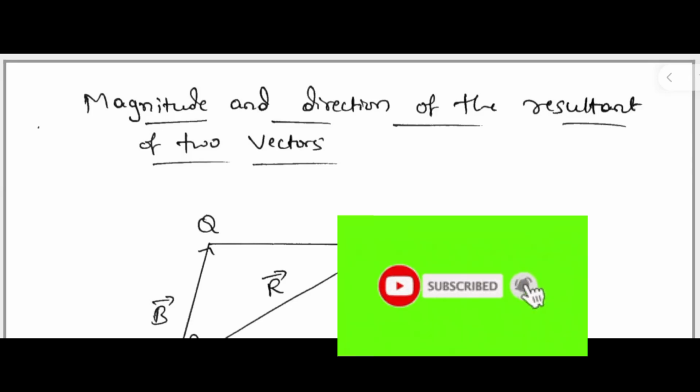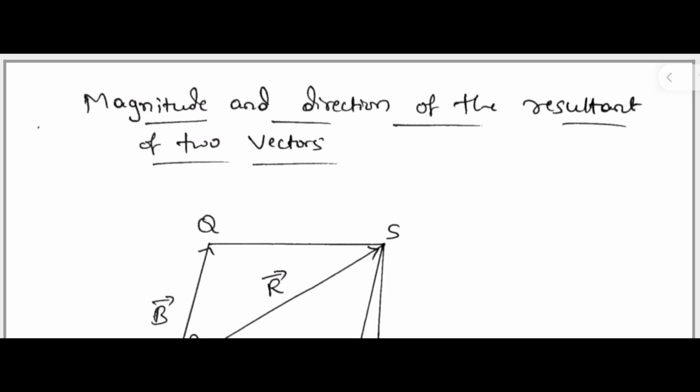Hi everyone. Today I am going to discuss the motion in a plane chapter. In that I am going to discuss the magnitude and direction of the resultant of two vectors.